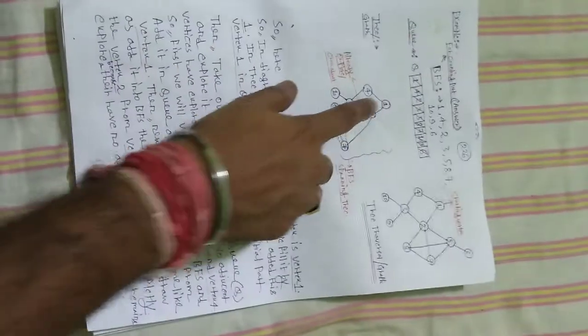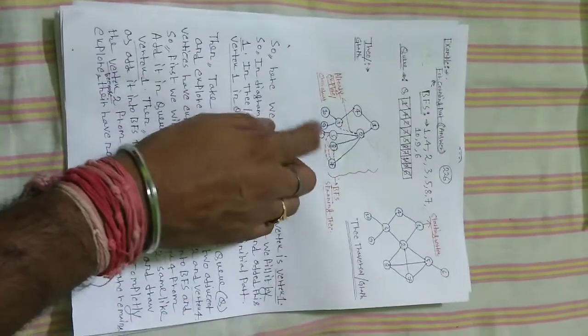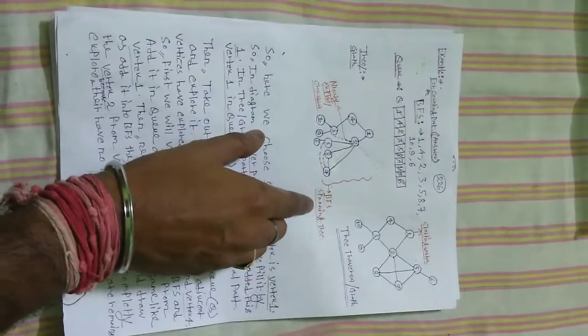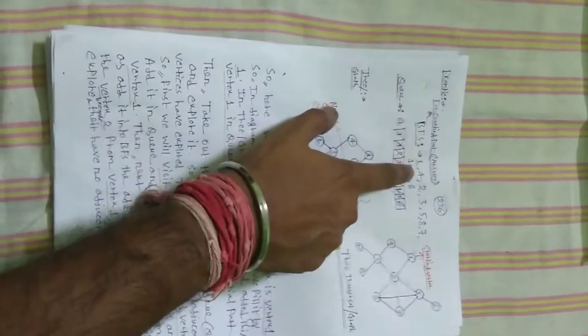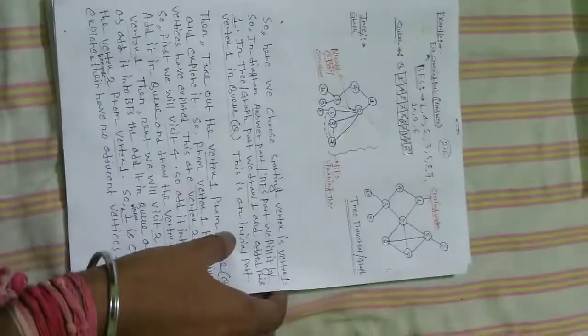So like that you can complete all the vertices. It looks like that. And the total tree we develop is called the BFS spanning tree. So this is the result: 1 4 2 3 5 8 7 10 9 6. Then, next, with the same example we can solve DFS.